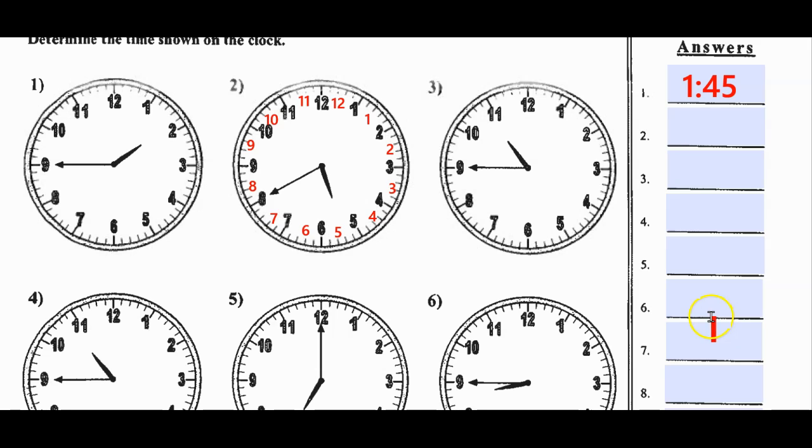If you look at 2, what's the hour hand? 5, because it's between the 5 and the 6. What's the minutes? 30 or 40? If it's 30, then it should be pointing down to the 6, but it's not. It's pointing to the 8. So what is it? 40, because 8 times 5 is 40.